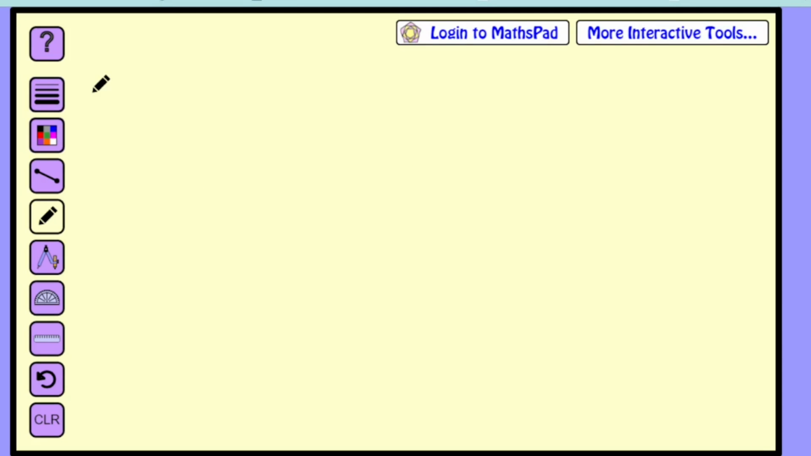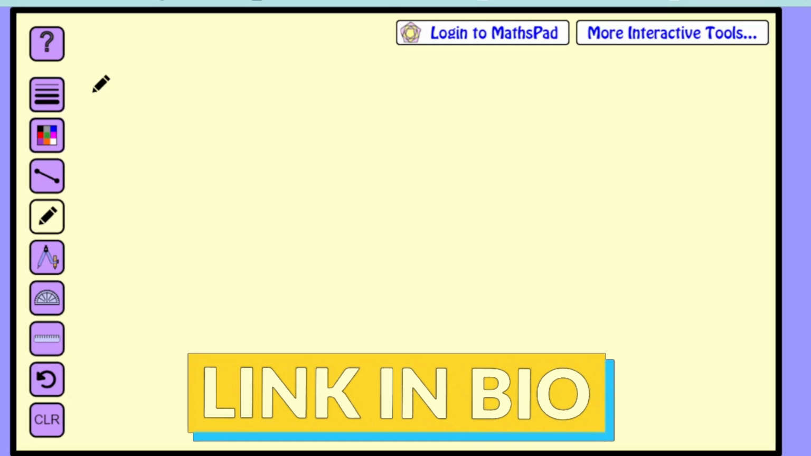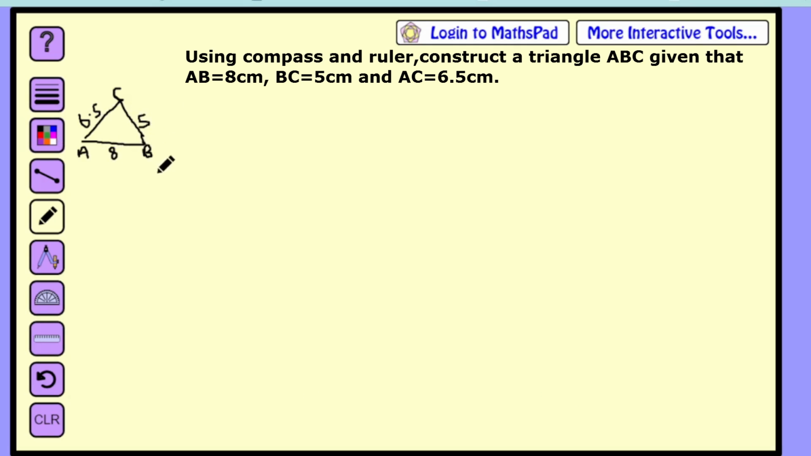So I'm using mathpad.co.uk to do the construction, and the link is in the bio. Don't look at my drawings. Very difficult to do this on the site.